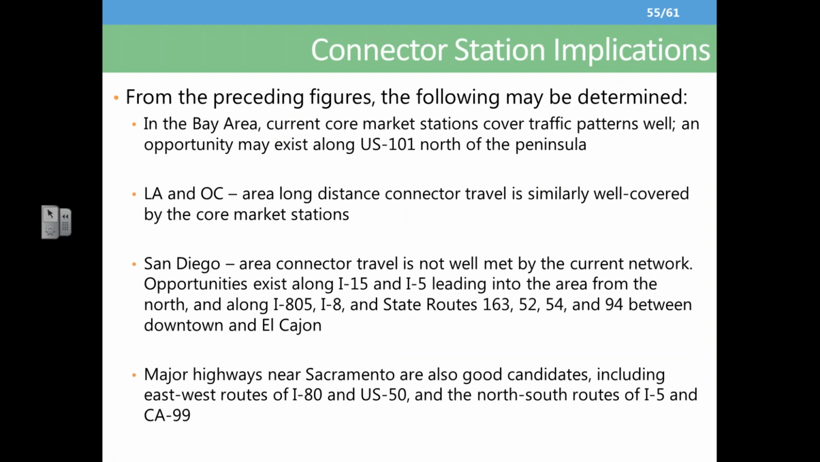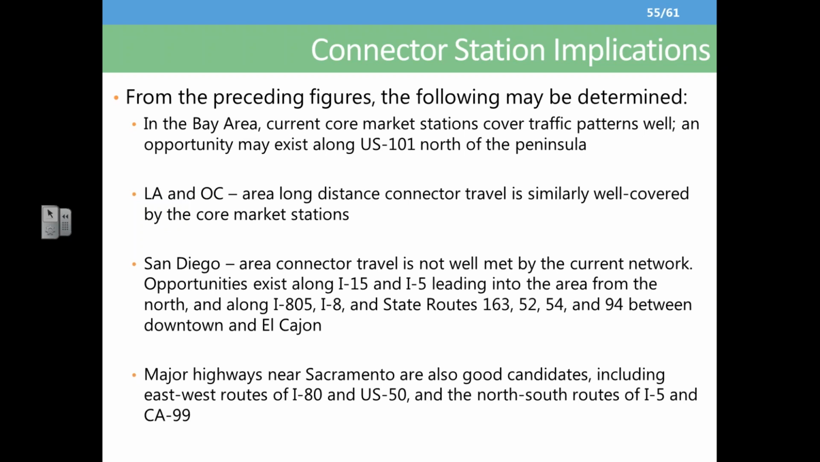And so here's a summary. In the Bay Area, current core market stations cover the traffic patterns pretty well, but an opportunity may exist along 101 north of the peninsula. In LA and OC, long-distance connector travel seems pretty well covered.